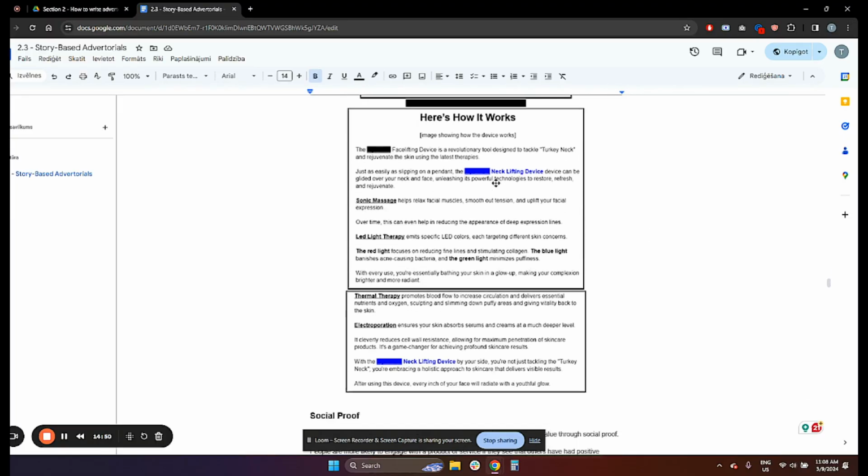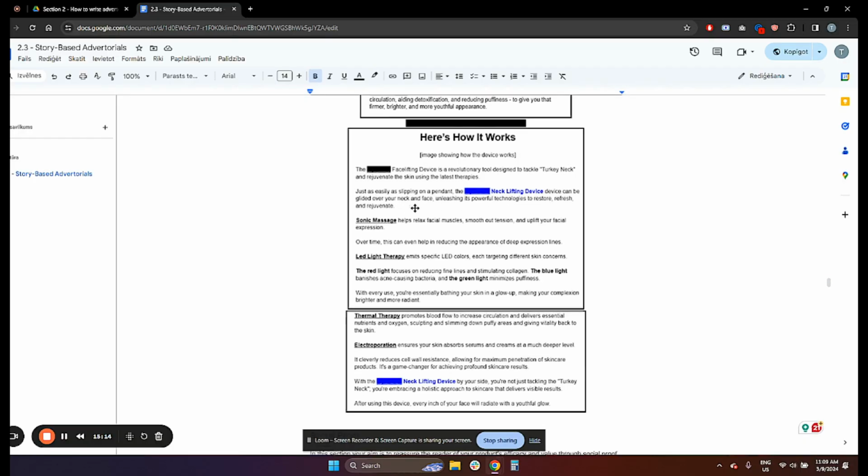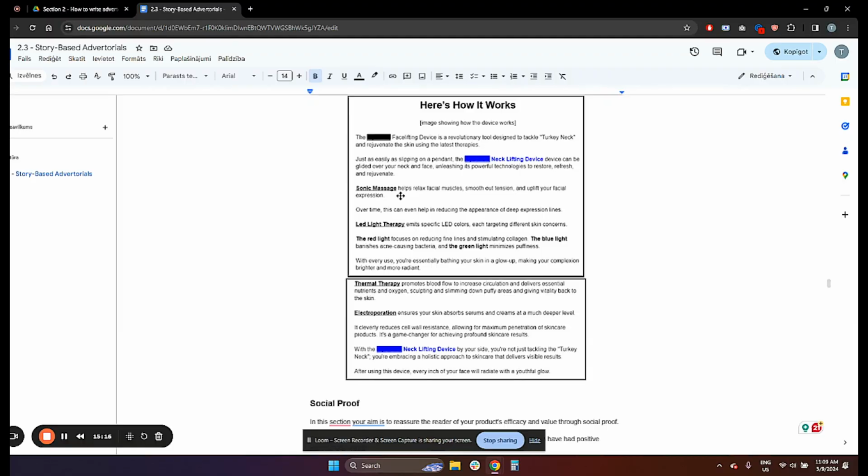So here's an example. I'll read one of them. So this facelifting device is a revolutionary tool designed to tackle turkey neck and rejuvenate the skin using the latest therapies. Just as easily as slipping on a pendant, the neck lifting device can be glided over your neck and face, unleashing its powerful technologies to restore, refresh, and rejuvenate. Then if it uses multiple technologies, you go through each one and how each one contributes to solving the problem.